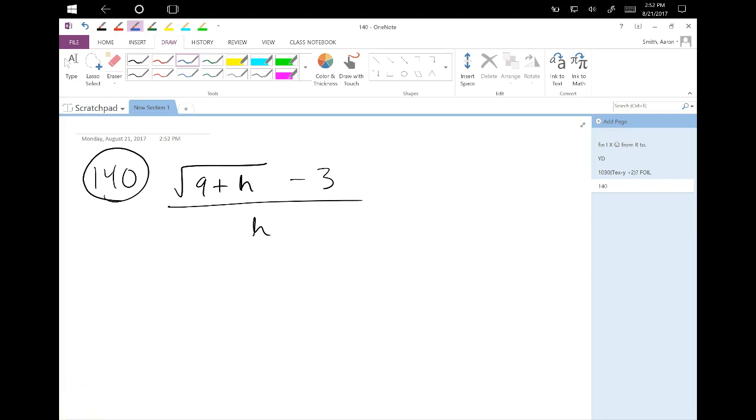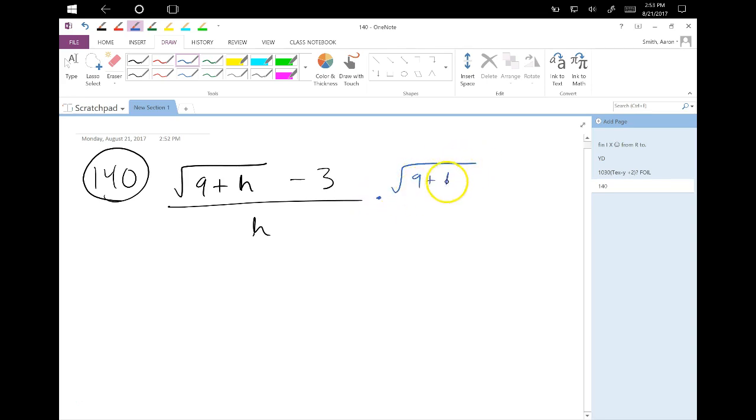Number 140 asks us to do something a little backwards from what we usually do. It actually asks us to rationalize the numerator, because this is something that when you take calculus, you're going to be doing quite a bit. So when we rationalize something, we're trying to multiply it by something in such a way that I'm going to be left with a 1 in either the numerator or denominator. In this case, we're rationalizing the numerator, so ideally we'd like a 1 in the numerator.